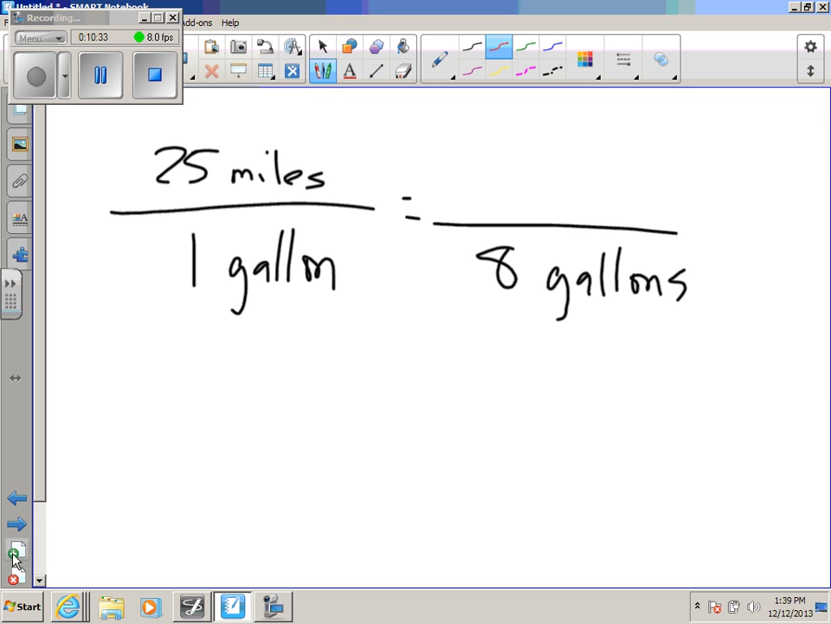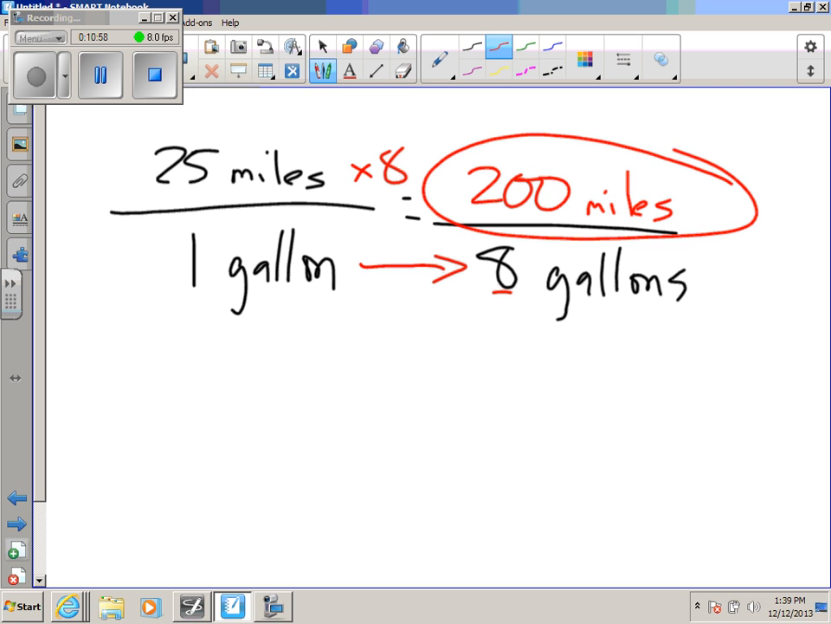Okay? Now we use a little common sense once it's set up, and we say, okay, if it goes 25 on 1, how did I get from 1 to 8? You multiply by 8. Multiply the 25 times 8, and you get 200 what? Miles. So your answer, please don't answer it as miles per gallon. It's not miles per gallon. Miles per gallon is the rate. The question was, how far?